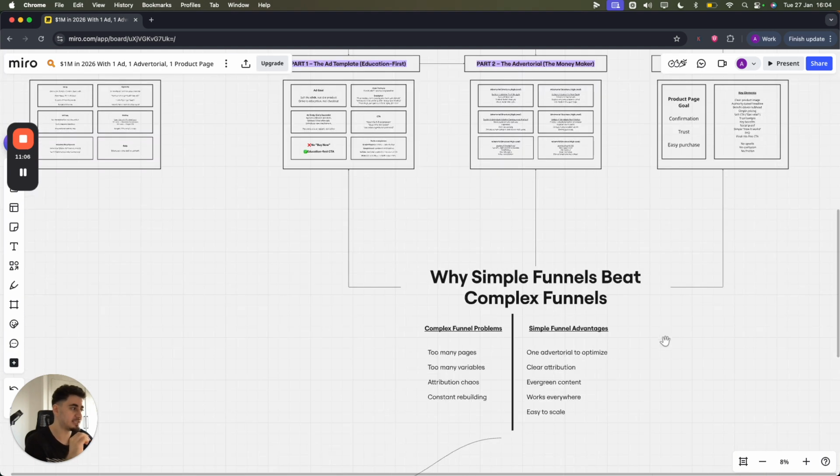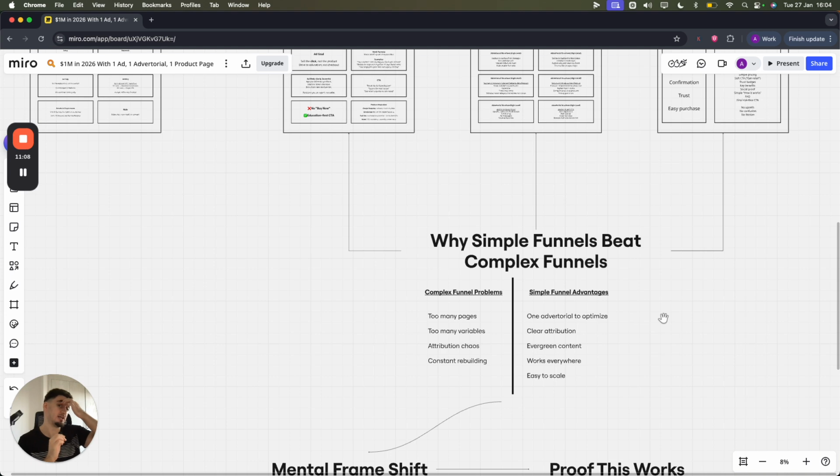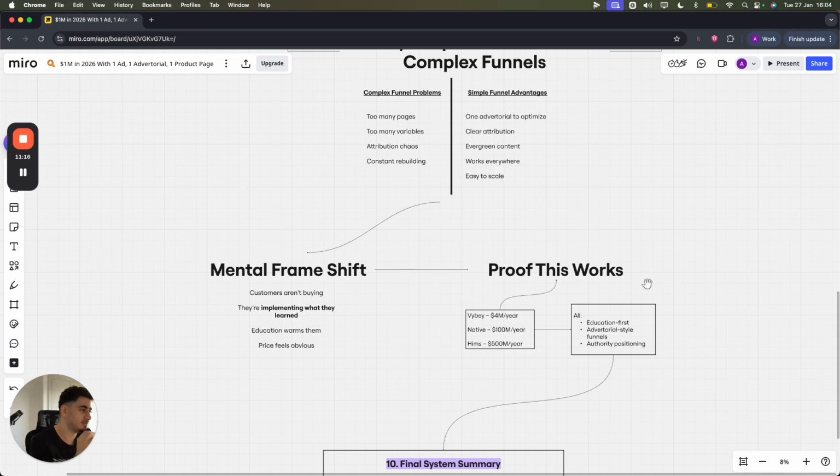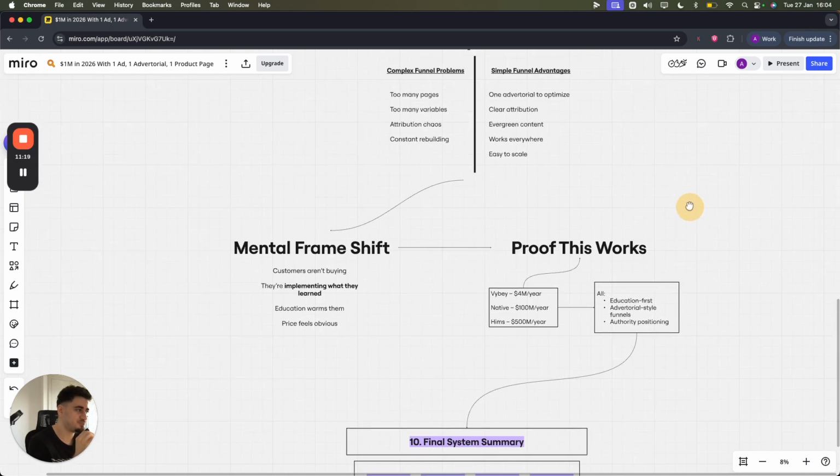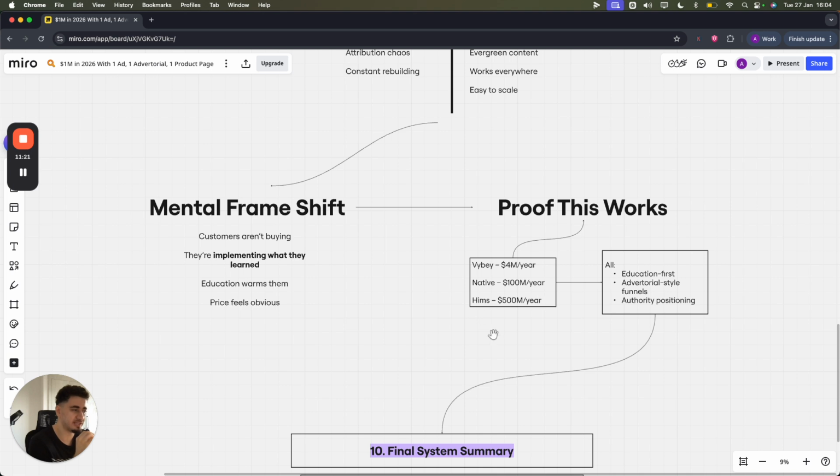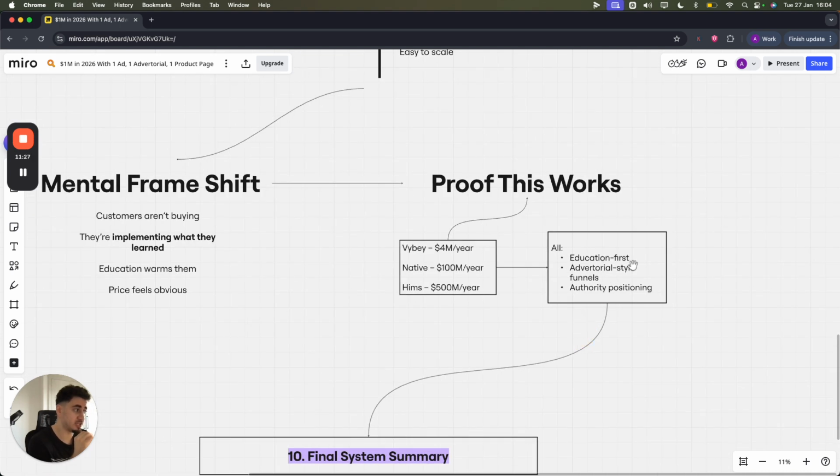And again, like I said, I'm personally printing with this right now on Google Ads. I know a ton of people that are printing with it on Meta Ads, right? So it's definitely something that you want to be doing, right? And there are so many brands printing with it, and there are some of the big dogs, like Hims, for example, doing 9 figures a year. And remember, it's educational first, advertorial style funnels, and authority positioning.